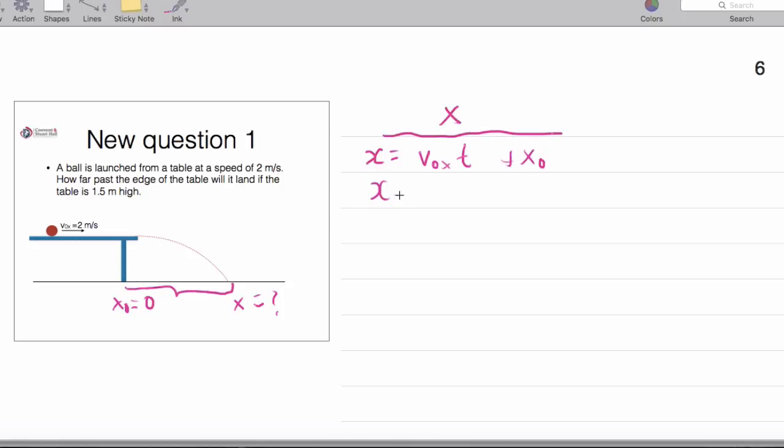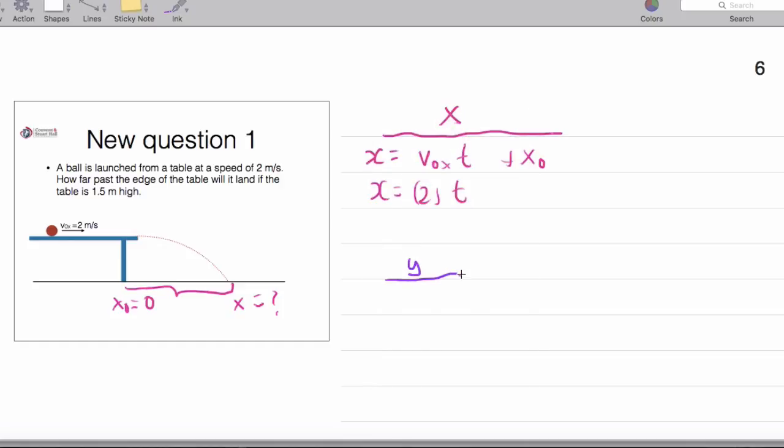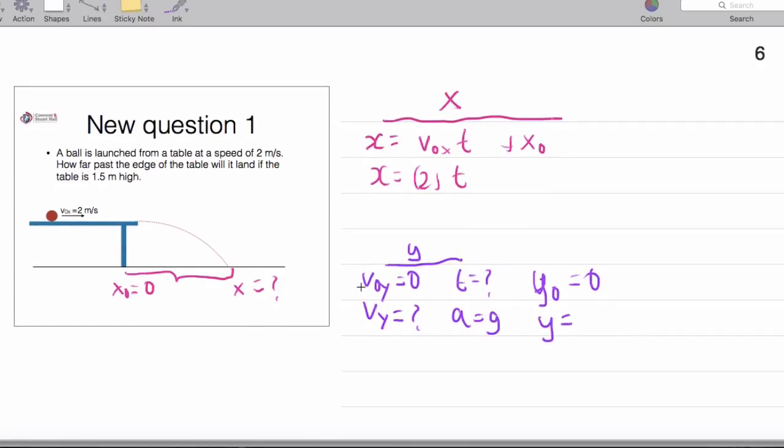And so we said x is 2 times t, and we said, okay, we can't figure out how far it lands from the edge only from the x equation, so then we had to look at what happens to it vertically. And what we concluded is v naught in the y direction is 0. The time is an unknown. We don't know how long it'll take to fall. We know the acceleration is equal to gravity. And we know that we'll call its initial y position 0. And the position it lands at when it falls is the height of the table, which is 1.5 meters.